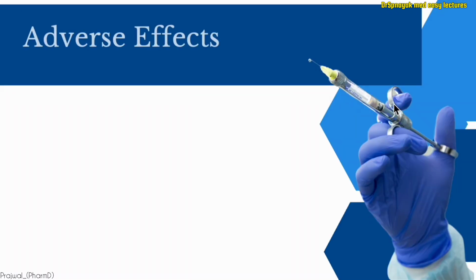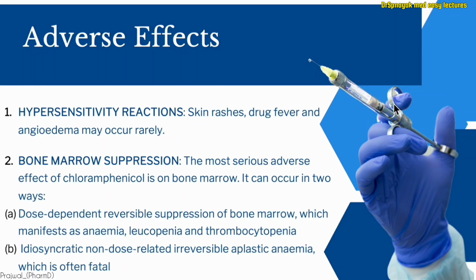Now let's see the adverse effects of chloramphenicol. Chloramphenicol produces hypersensitivity reaction like skin rashes, drug fever, and angioedema may occur rarely. It is responsible for bone marrow suppression. It is the most serious adverse effect of chloramphenicol. It can occur in two ways. First, dose-dependent reversible suppression of bone marrow, which manifests as anemia, leukopenia, and thrombocytopenia. Second, idiosyncratic non-dose related irreversible aplastic anemia, which is often fatal.